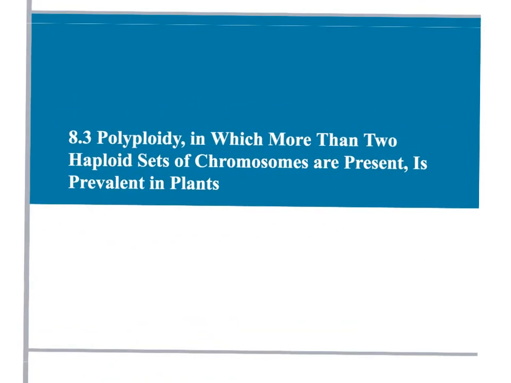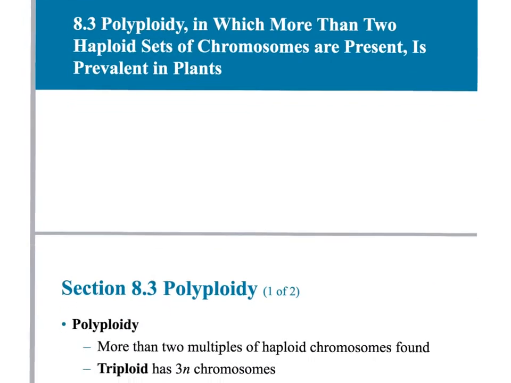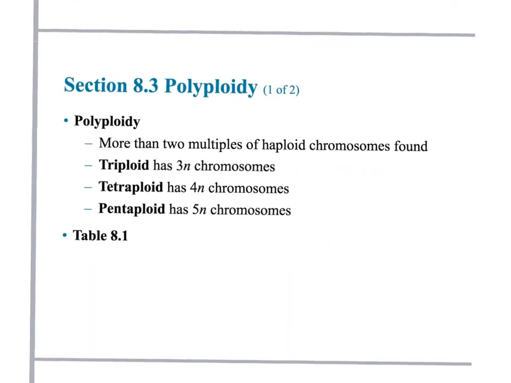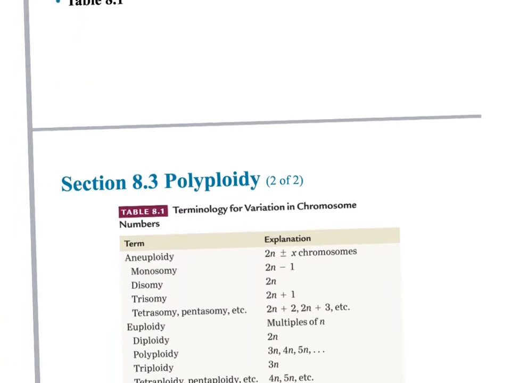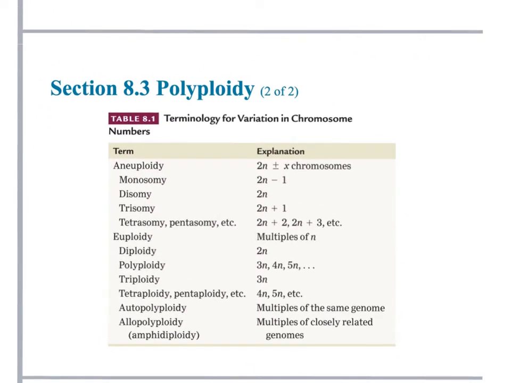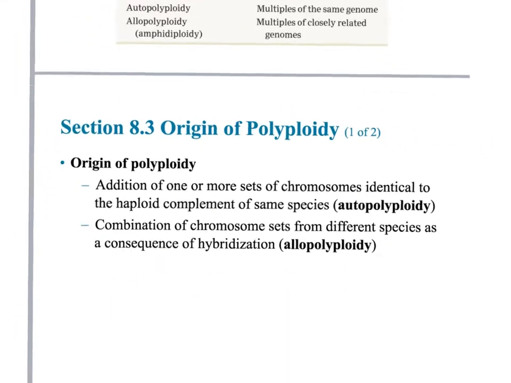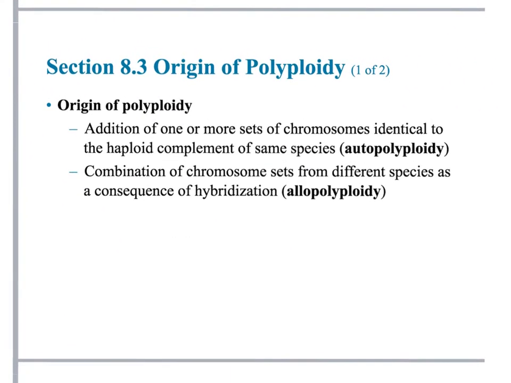Polyploidy, in which more than two haploid sets are present, is prevalent in plants, but not really in humans. So polyploidy is more than two multiples of a haploid chromosome set. So you have 3N, 4N, or 5N, and that's what this table is showing. You can see the breakdown. An origin of polyploidy is the addition of one or more sets of chromosomes identical to the haploid complement of the same species. So it's not a mixture of species. And then the combination of chromosome sets from different species is a consequence of hybridization, or allopolyploidy.